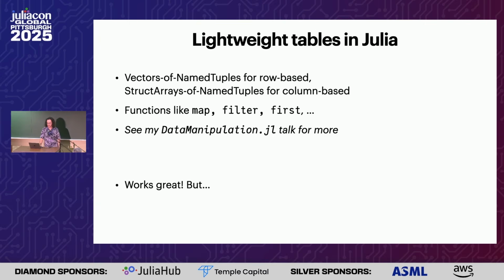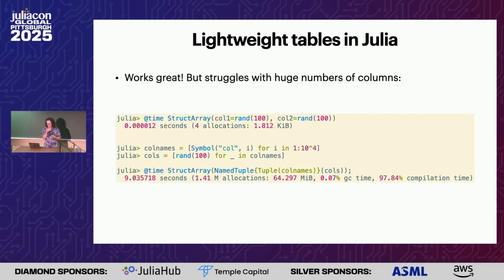However, to be performant, these tables like named tuples should be known at compile time and compiled for every set of types in the named tuple. These type stable collections really struggle with a huge number of columns. By huge, I mean starting around many hundreds or 1,000 and going upwards.